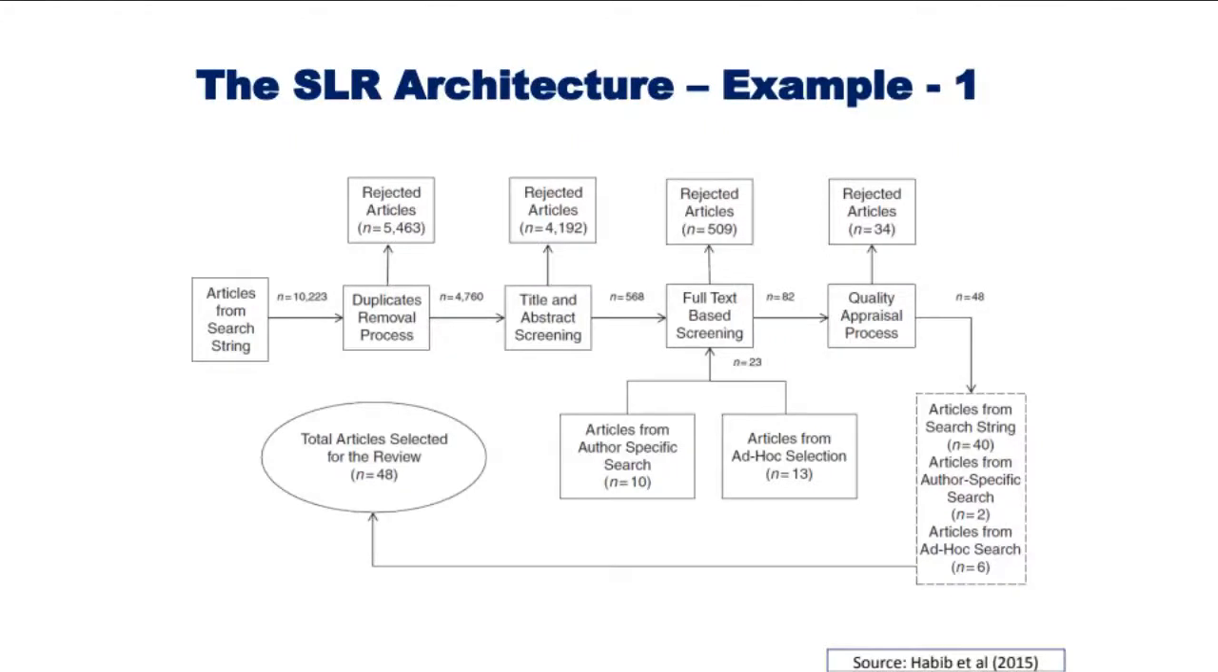I've also added another box, which is articles from author-specific search. Author-specific search means there's a particular author who has talked a lot about this topic, and you want to specifically look at that author's work. It is possible that the author might have written book chapters or a blog. You can include those in this part, but you don't have to. This is where you have a lot of flexibility to include things coming from gray literature. Remember, I use the word gray literature. So that's your gray literature.